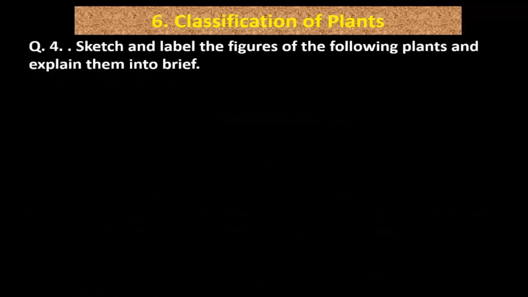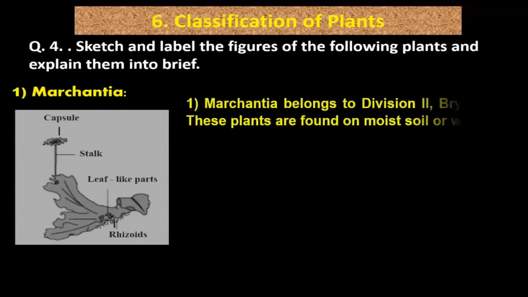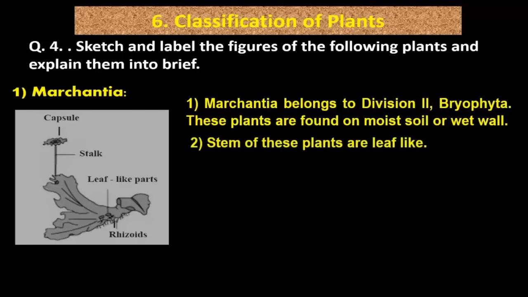Question 4. Sketch and label the figures of the following plants and explain them in brief. Answer 1. Marchantia. 1. Marchantia belongs to Division 2, Bryophyta. These plants are found on moist soil or wet wall. 2. Stem of these plants are leaf-like.